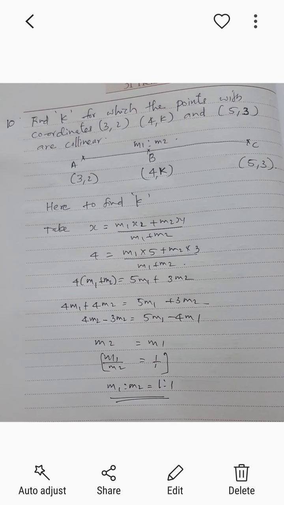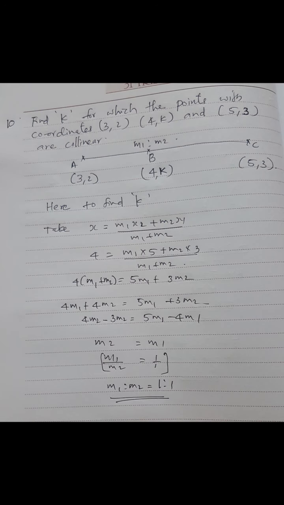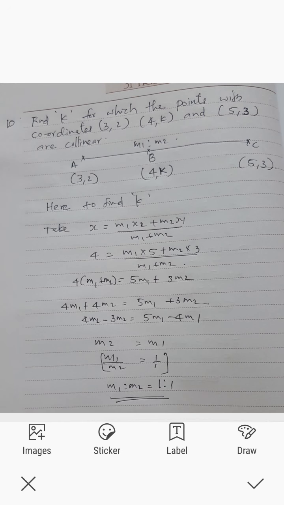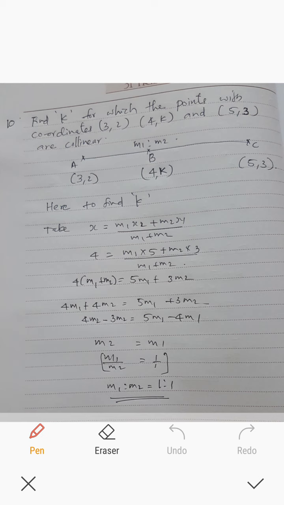Now, find k for which the points with the coordinates (3, 2), (4, k) and (5, 3) are collinear. We have already discussed collinear in the case of triangles. Here also we can find k. We can find k using the section formula also. Here the points are taken in order.